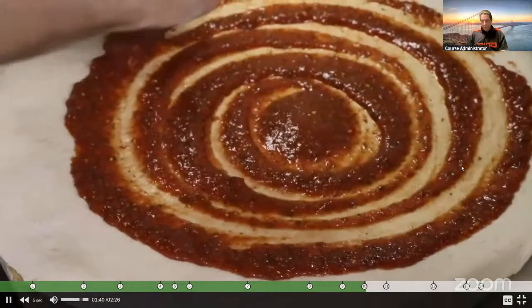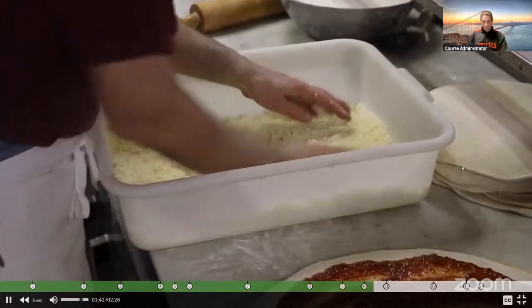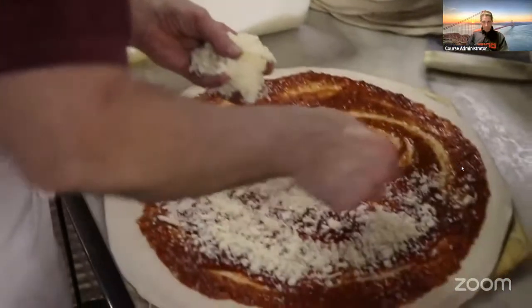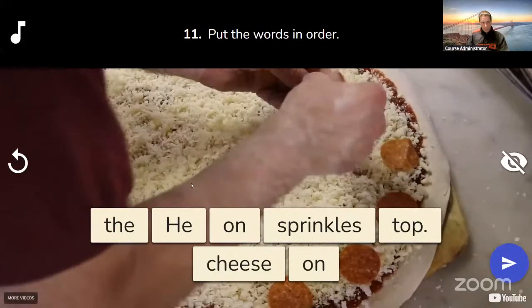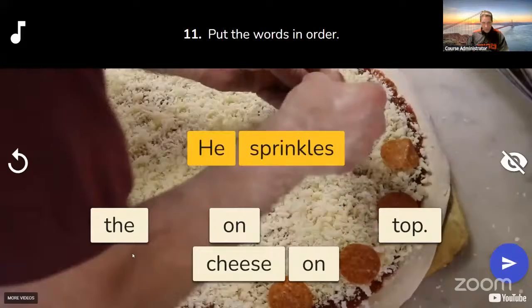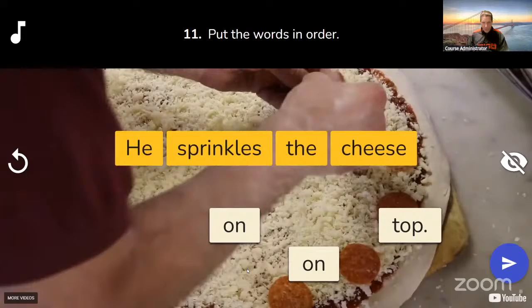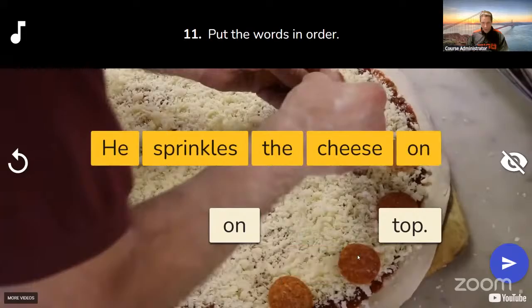And then he sprinkles on the cheese. Okay. So don't forget we have the mozzarella cheese. So he sprinkles the cheese on top.